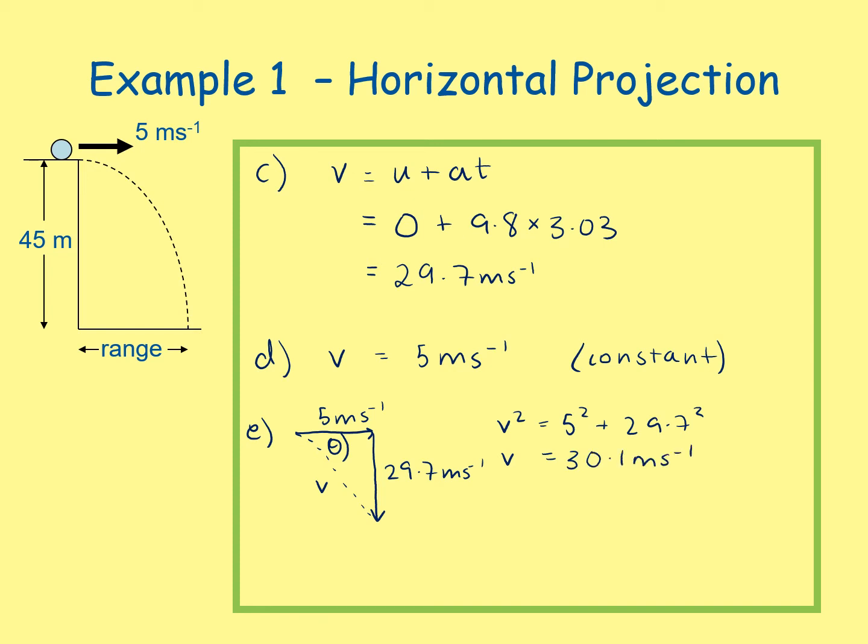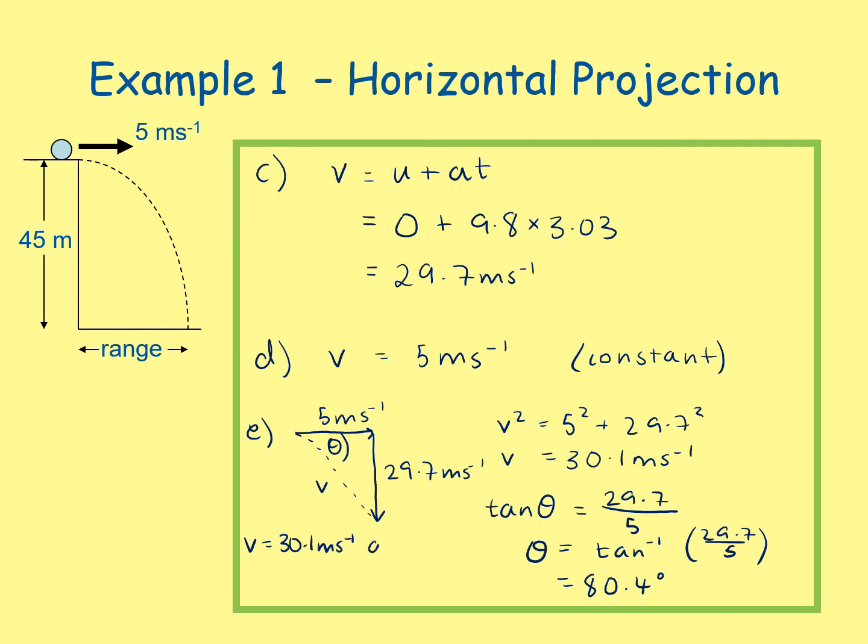We can use trigonometry to find out this angle here because we can't have a velocity without a direction. So we can say tan of theta is equal to 29.7 divided by 5. Rearranging this to give theta, we've got theta equals the inverse of tan of 29.7 divided by 5, which gives 80.4 degrees. So our final answer there is V is 30.1 meters per second at 80.4 degrees below the horizontal.